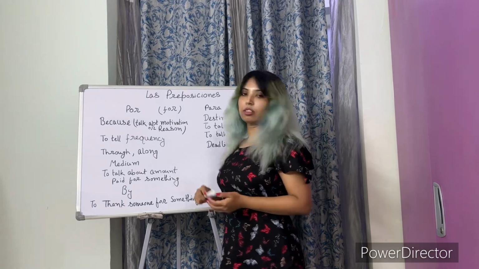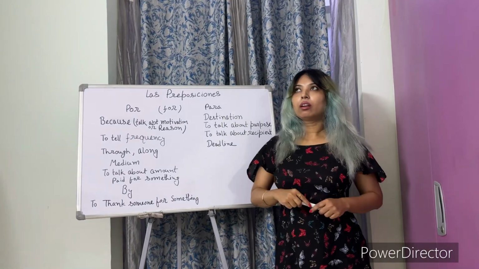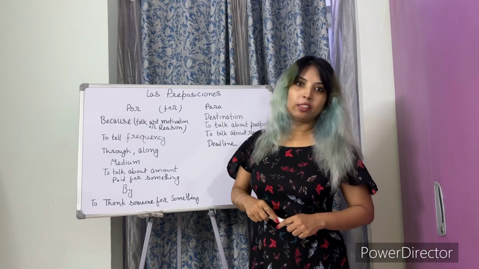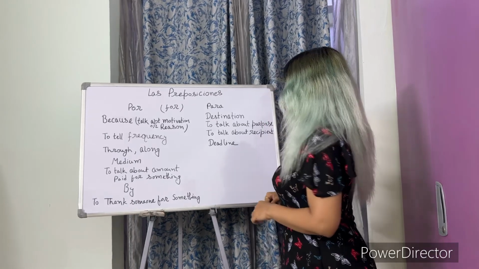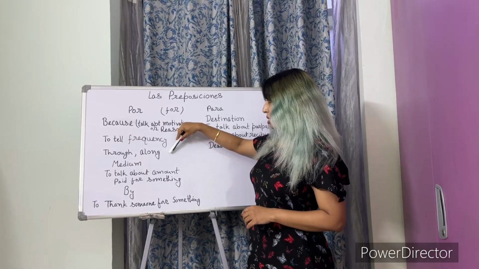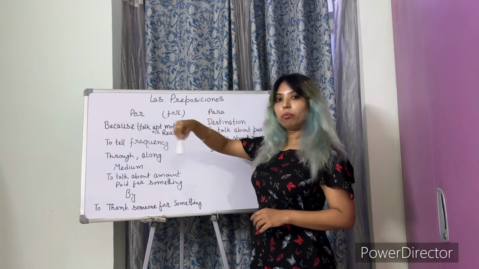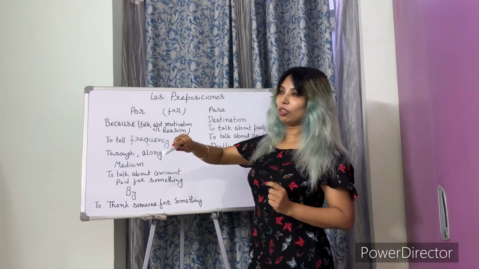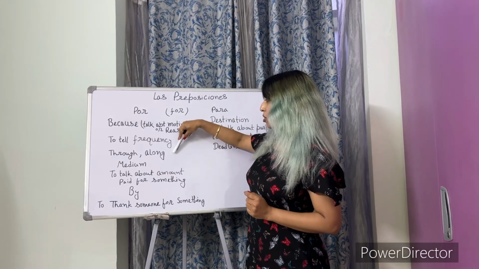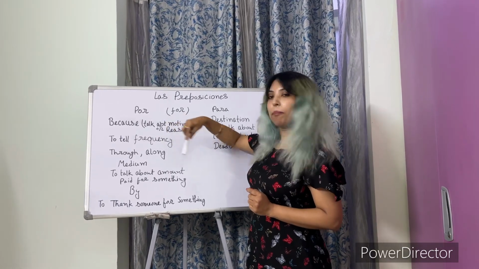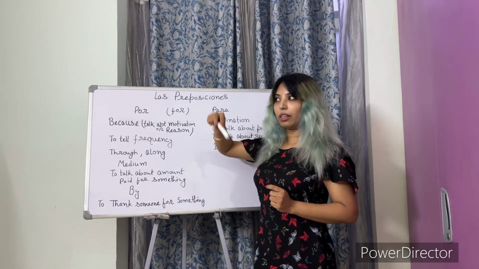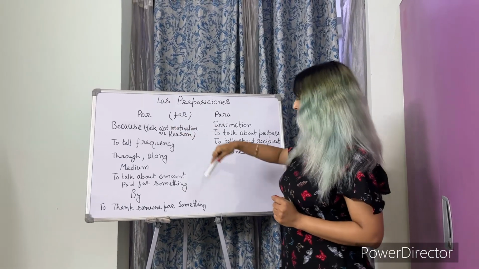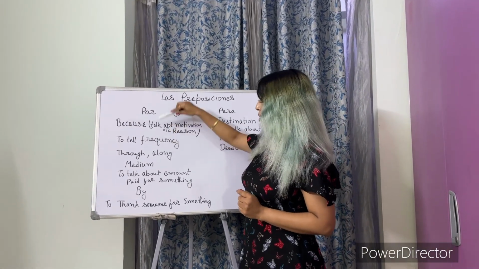And "along": suppose I want to say we walked along the beach. That would be caminamos por la playa, we walk along the beach. So for "along" you'd say por.